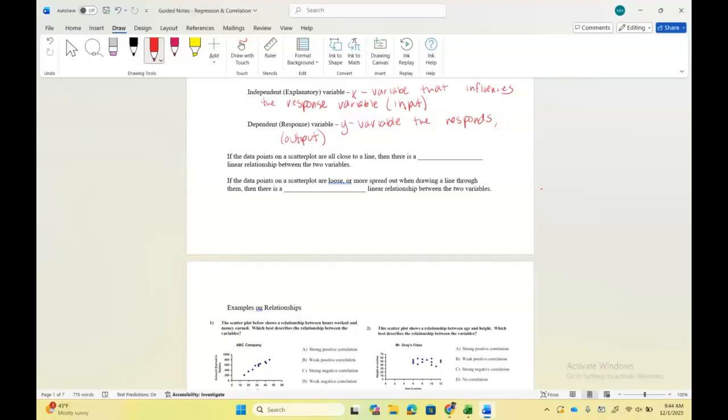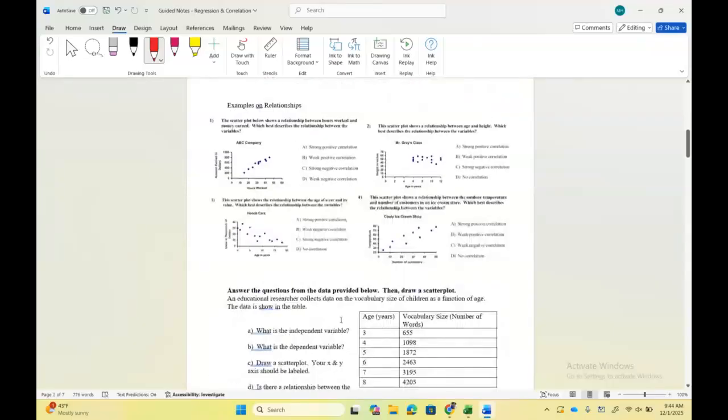Okay. All right, if the data points on a scatter plot are all close to a line, then there is a strong relationship. If the data points are loose or more spread out, we call that a weak relationship. Okay. All right, so let's look at these examples. We've just got different scatter plots drawn here, different scenarios, and we're going to circle the right answer choice, or I'm going to highlight here.